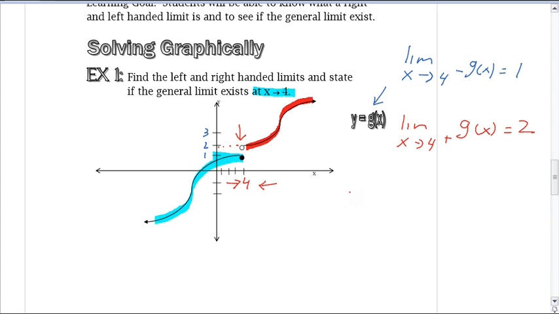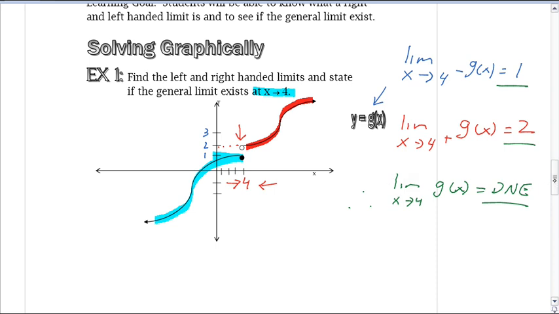Now what we can say is, let me grab Mr. Green, therefore the general limit as x approaches 4 of g of x does not exist. And the reason why it doesn't exist is from the left the height is 1, from the right the height is 2, so therefore the general limit doesn't exist. This doesn't mean that the left-handed limit nor the right-handed limit doesn't exist. It just means the general limit. Okay, so I hope that made sense.